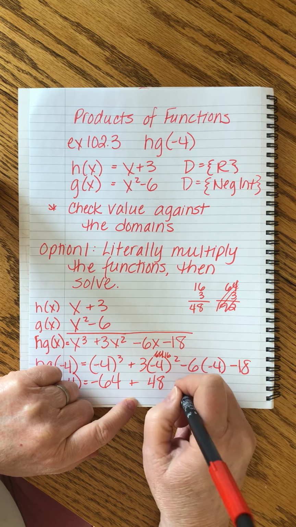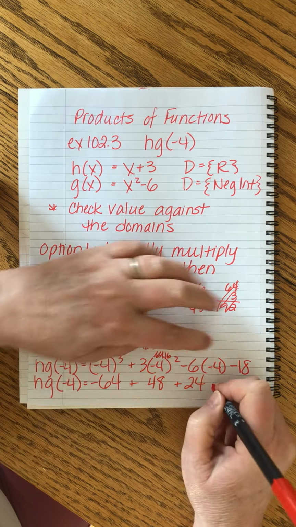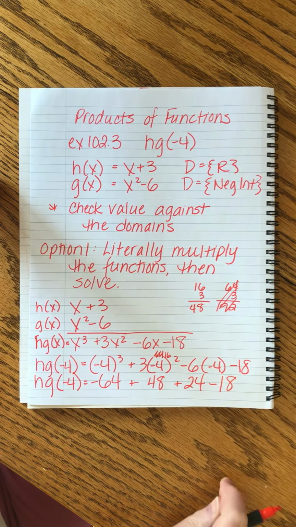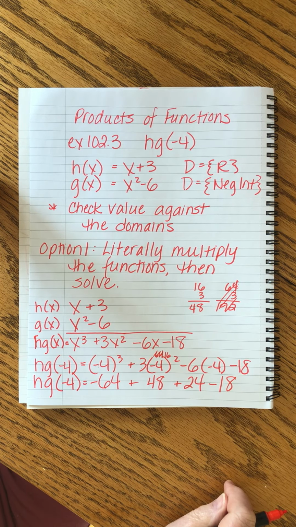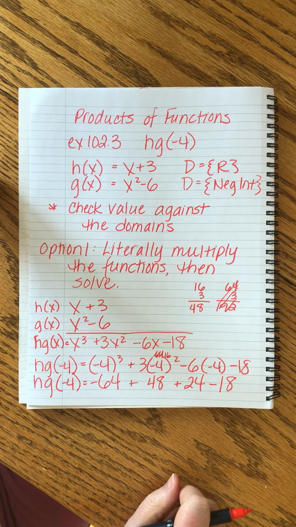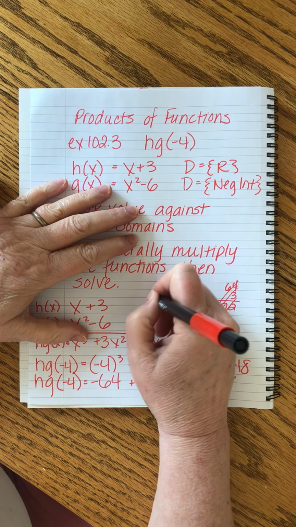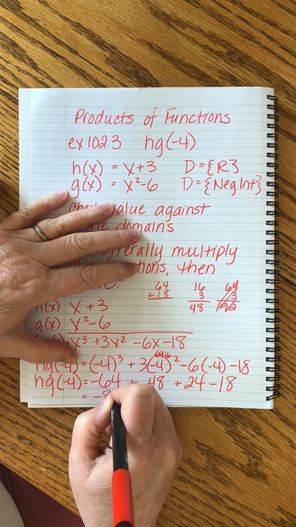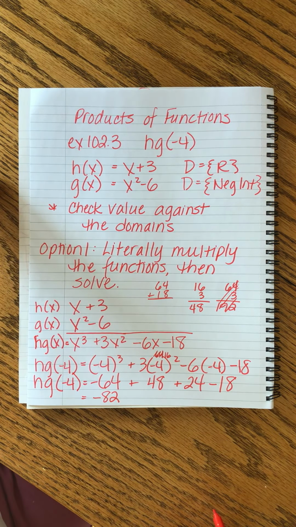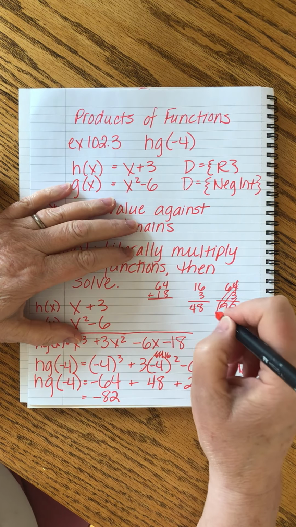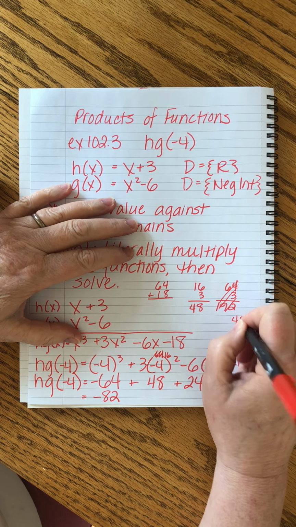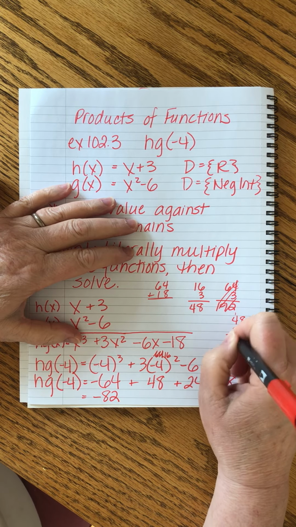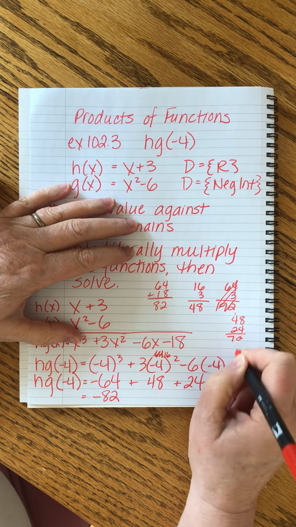And then these two minuses make a plus. 24 and minus 18. Okay, so now we've got it down to just two positives and two negatives. Let's do 64 plus 18, that's 82. And the negatives, and then 48 and 24. This was 82, this is 72.